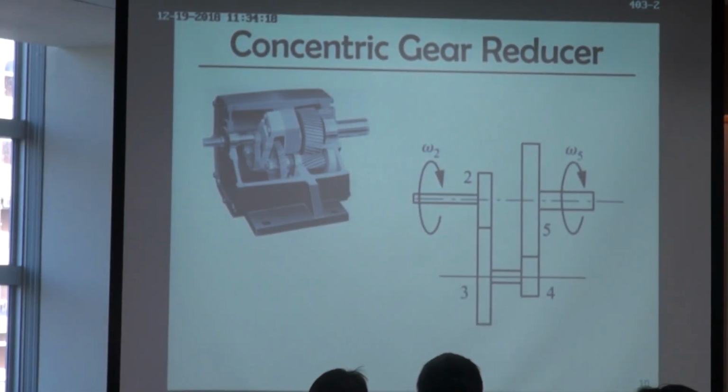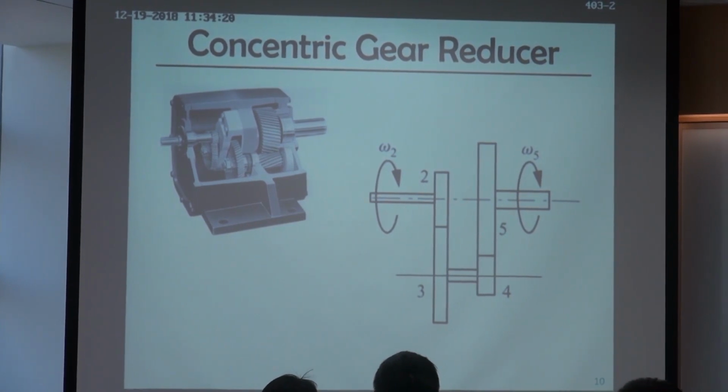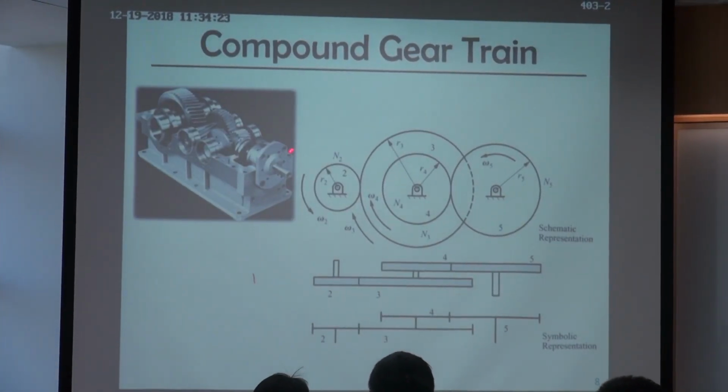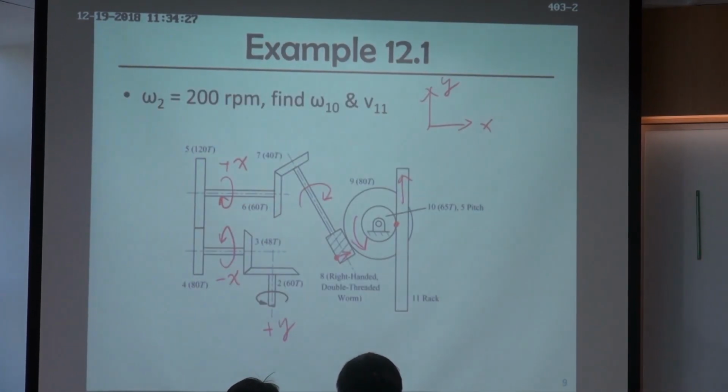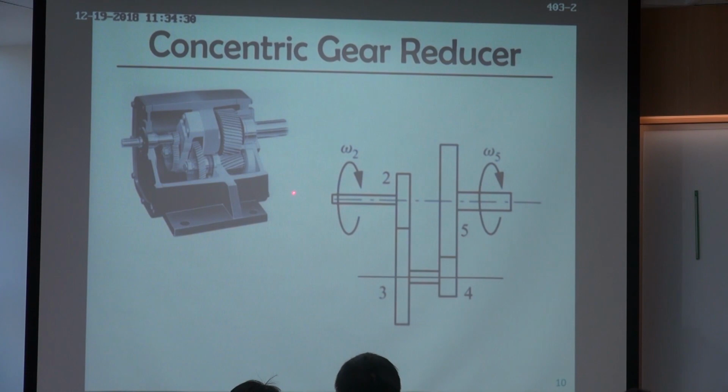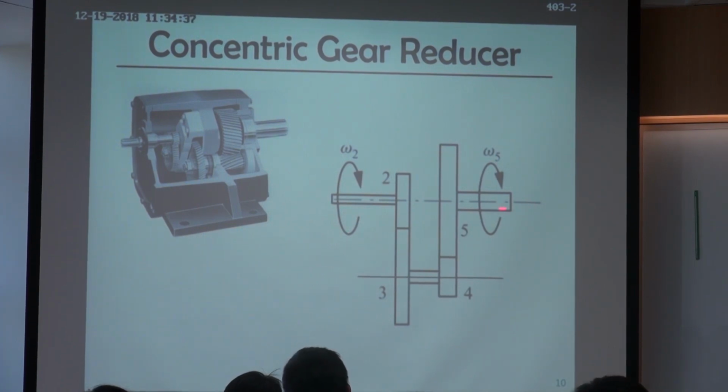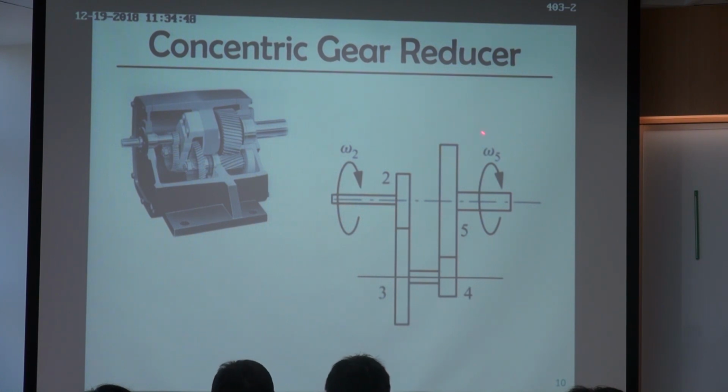So here we're going to introduce something similar to a compound gear train, but we add one more constraint. Previously for those gear trains, the input shaft is here, the output shaft is here. But right now we are trying to make them concentric. Concentric means the input shaft and the output shaft are on the same line, on the same axis. Because in real applications, it's easier to install this type of drive.